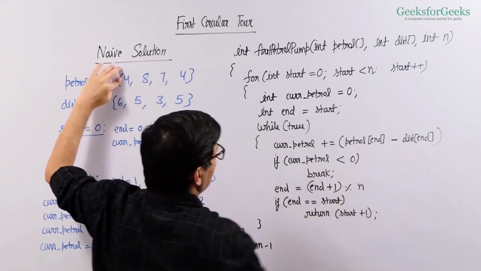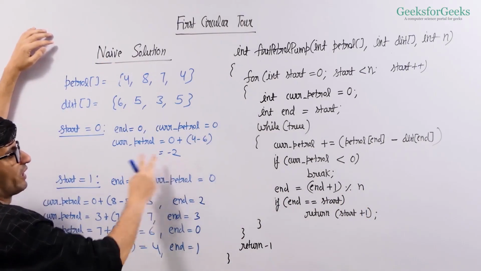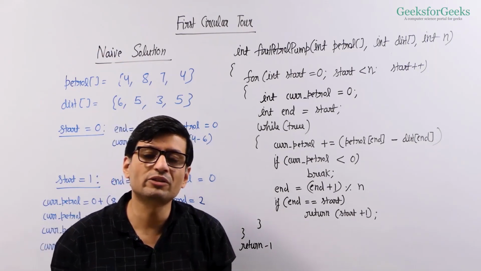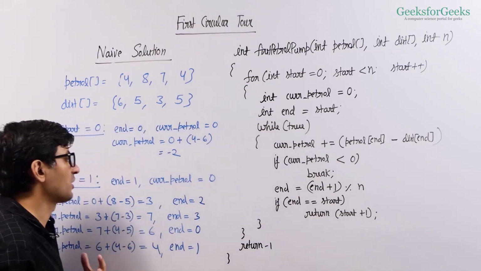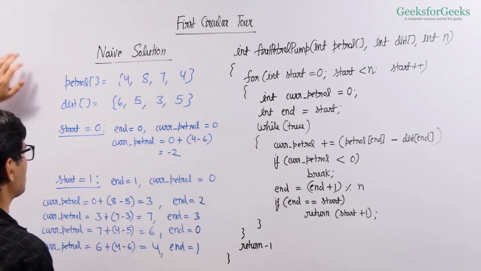Distance end from petrol end. So we get the value as -2. And this current petrol value is negative, which means from the current start, we cannot lead to a solution. We cannot have a circular tour because we have reached negative petrol value. So we break the loop. And when we break the loop, we try with the next start.